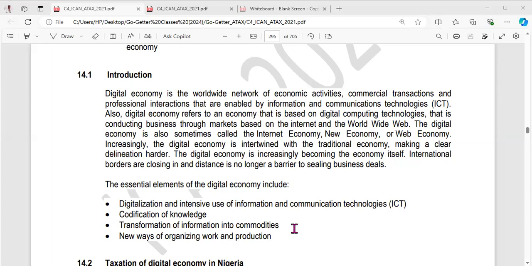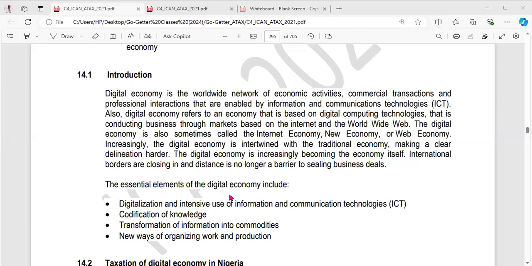So ICT has brought the world to become a global village where you can have a professional interaction. For example, this class is being held virtually. You are not in a physical class, you are online. And so the digital economy has made teaching to be done online. You could be buying anything online too, using the World Wide Web or using a third party app that connects to the internet. All these are made possible by digital economy.